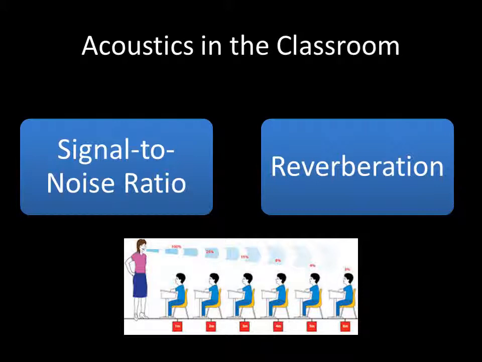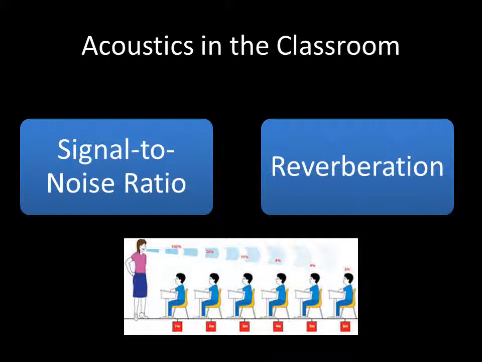signal to noise ratio and reverberation. Signal to noise ratio is the relationship between the speech signal and the amount of noise within the environment. So how much of what the teacher is saying in the classroom is actually going to the students, and then how much of it is affected by hearing loss within the actual students that have hearing loss, or the actual other noise that's going on in the classroom is affecting that signal going from the teacher to the student.